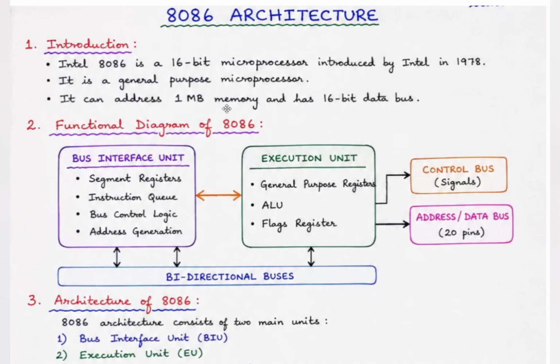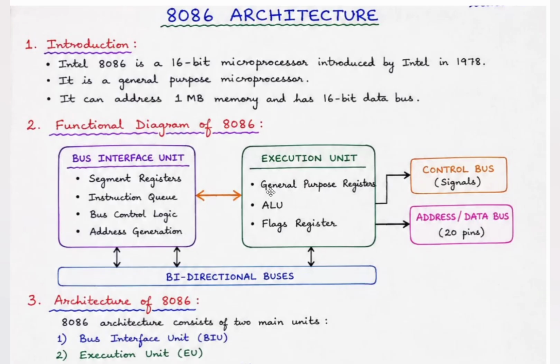You remember this. 8086 architecture contains two major parts. One is the bus interface unit and the second one is the execution unit. Let's discuss each one. The bus interface unit deals with fetching instructions and communicating with memory, using the segment registers, instruction queue, bus control logic and address generation. These are the main components in the bus interface unit.